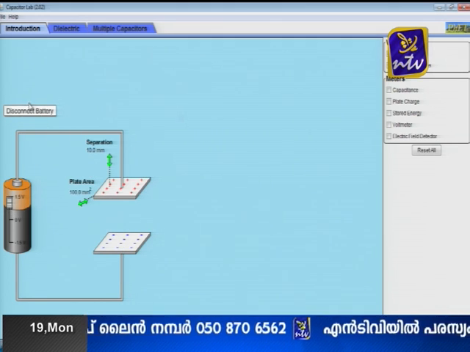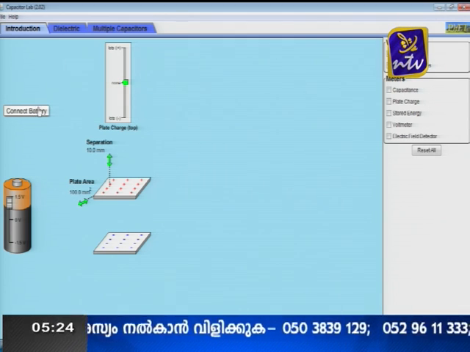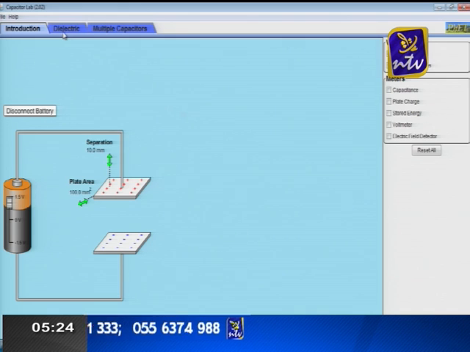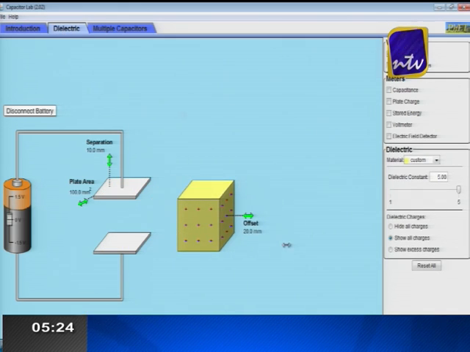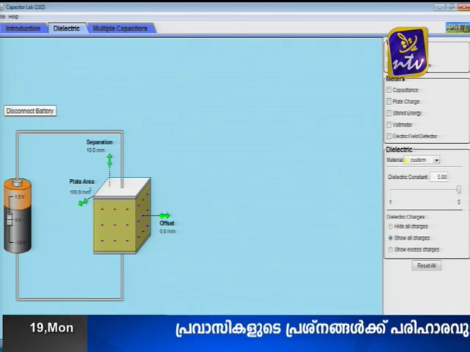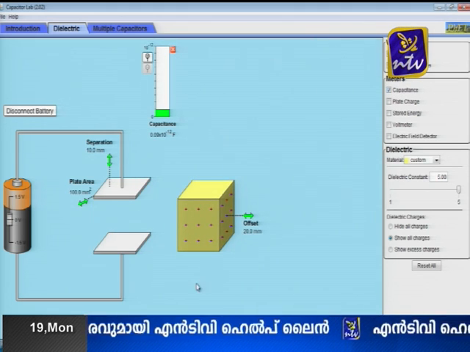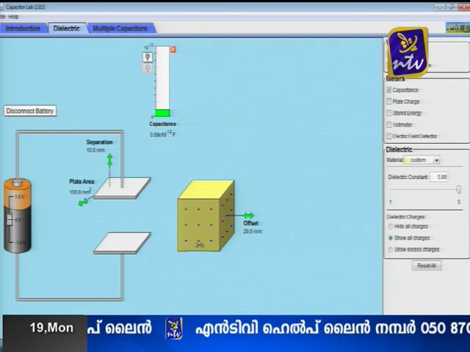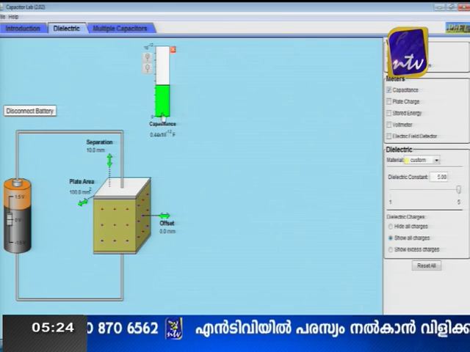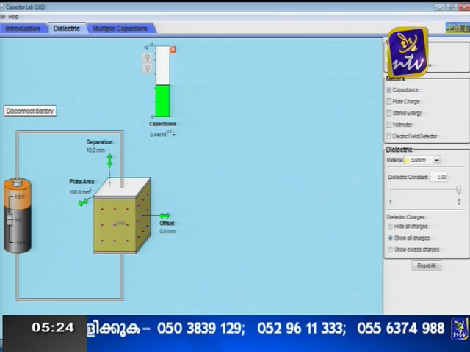When I disconnect the battery, see, fully over, the charges remain there. You got it, this is a charged capacitor; before it was an uncharged capacitor. Okay, you see what happens when a dielectric slab is inserted, what happens to the value of capacitance? I will show you the capacitance value as well. When the dielectric slab is not there, the value of capacitance is this much. If I keep a dielectric slab over here, then the capacitance increases, you can see the value. When a dielectric slab is inserted between the plates of a capacitor, the capacitance increases.